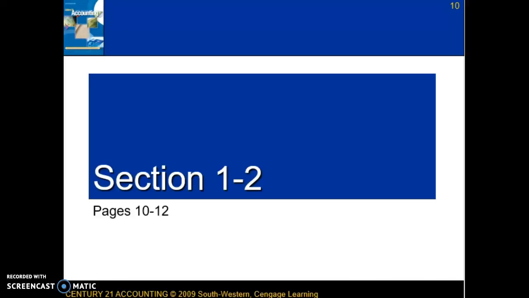Okay, today's section is section 1-2. This is pages 10 through 12 in your textbook. It's fairly short. Make sure you read it if you were gone so you can understand it better. And this whole section is going to be how business activities change the accounting equation.